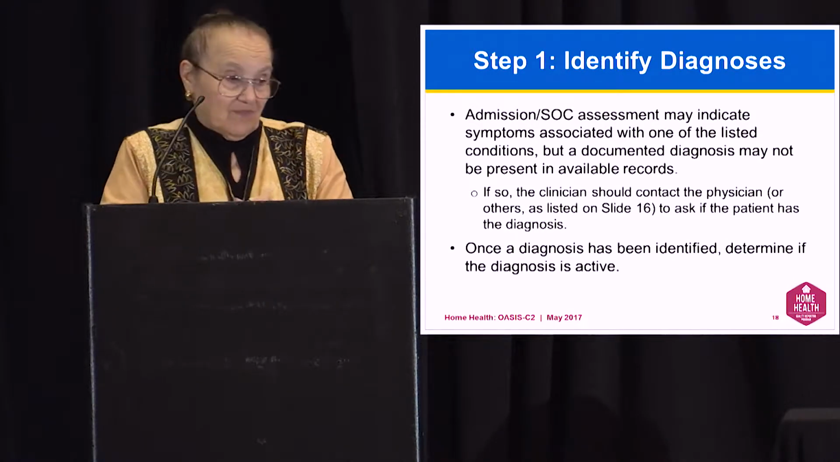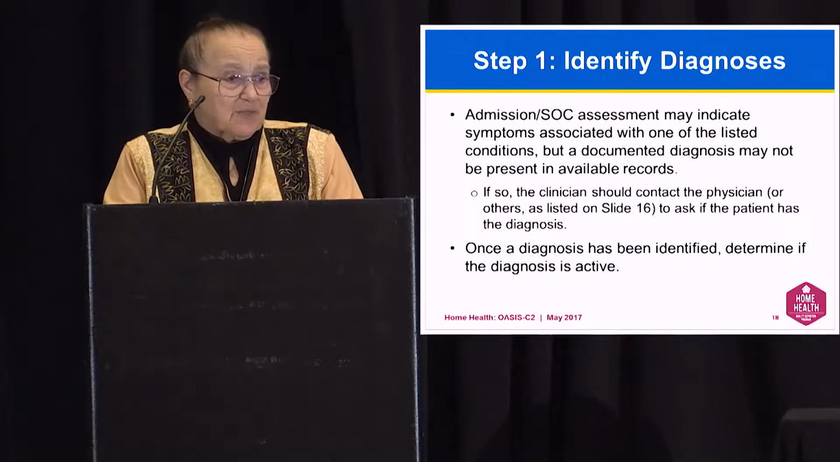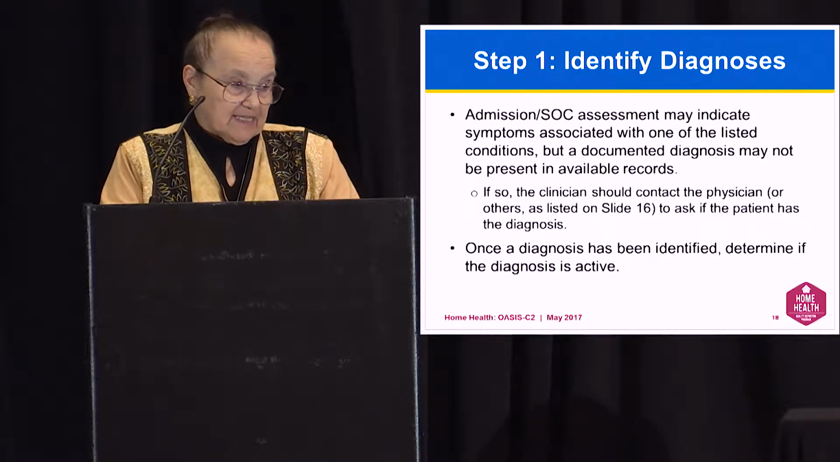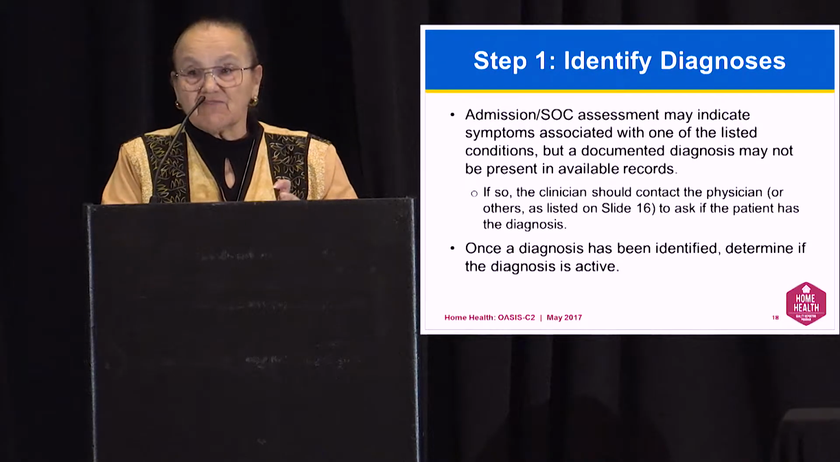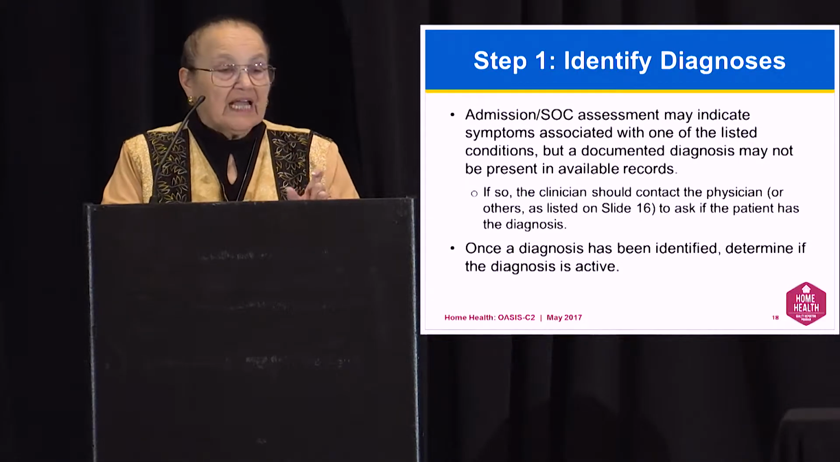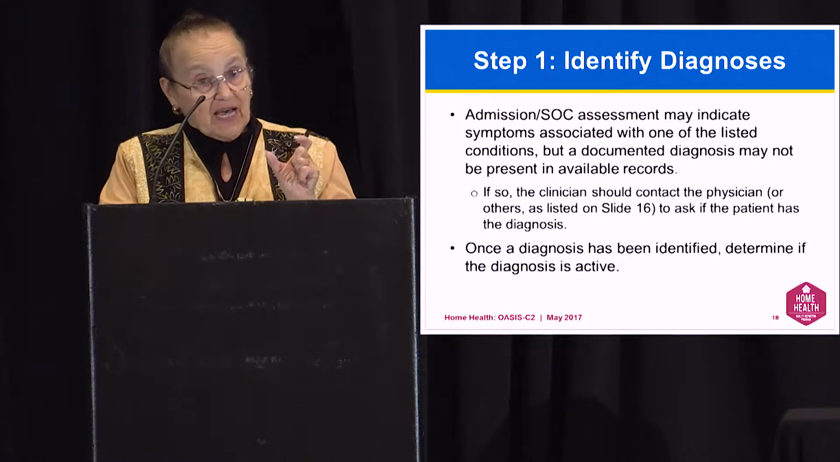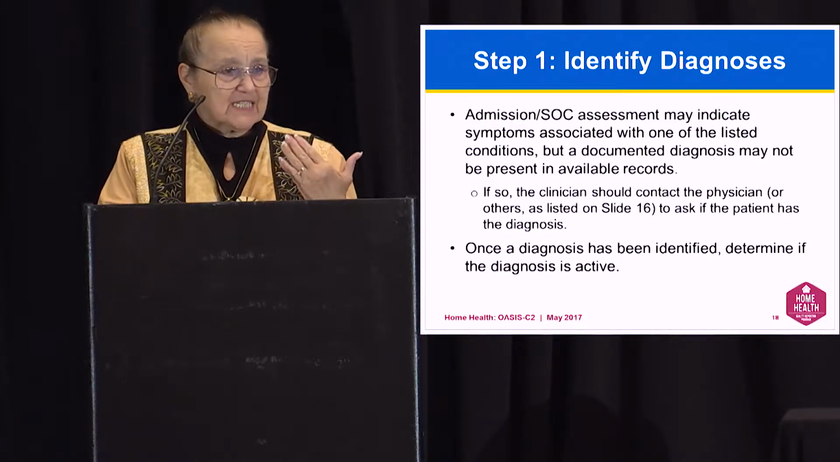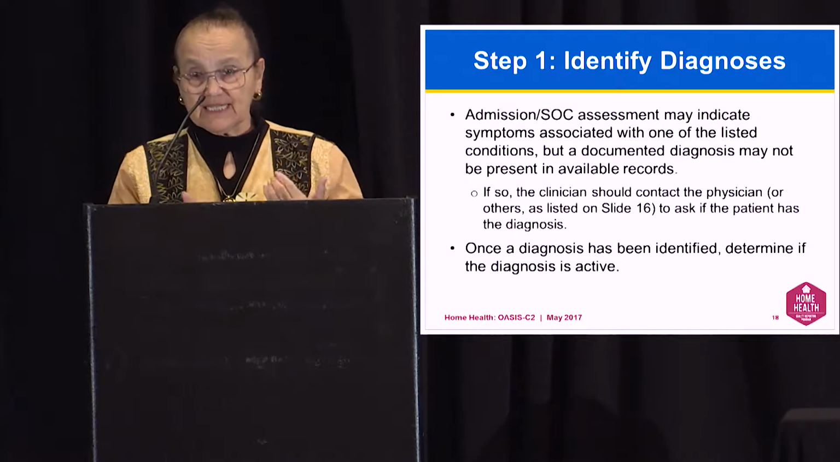And lastly, when you go out and do the admission assessment, your assessment itself may indicate symptoms that are associated with one of the listed conditions, but the documented diagnosis may not be spelled out in the available records that you have. If that's the case, clinicians should contact the physician immediately so that they can ask for confirmation that the patient has that diagnosis. Once it's been identified, then you can move on to determine if it's active and related to the plan of care.